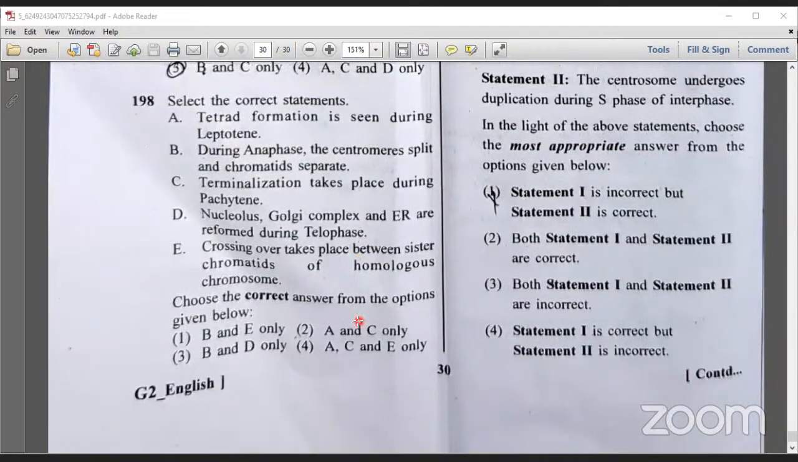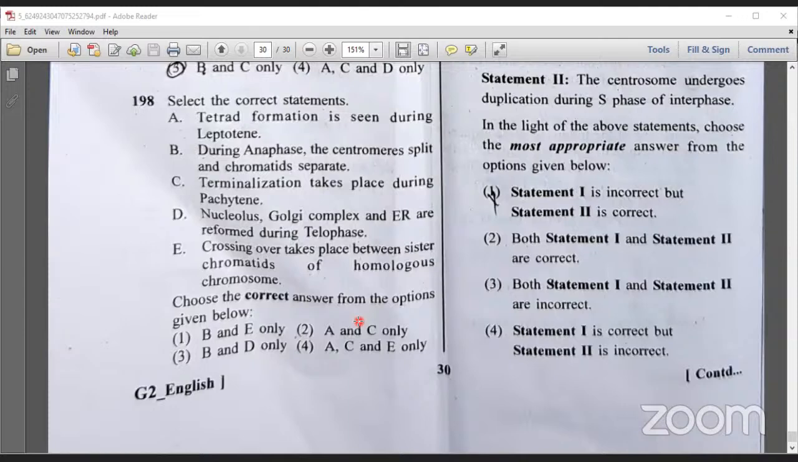198, from cell cycle and cell division, we are supposed to select the correct statement. Tetrad formation is seen during leptotene? During the pachytene is where you will see the tetrad formation. During anaphase, the centromere splits and chromatids separate. Yes, they didn't say whether it is anaphase 1 or 2, but during anaphase the centromeres split and chromatids separate. That is right. Terminalization takes place during pachytene? No. Under diplotene and diakinesis is where you'll see terminalization take place.